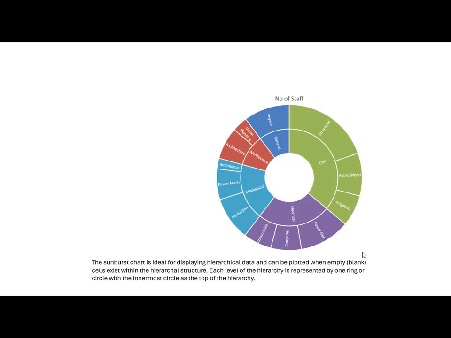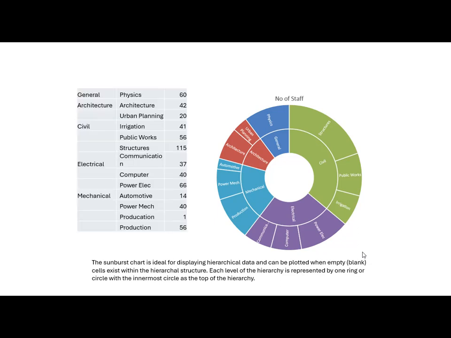We can use the same data I used for the histogram of the faculty members in the different departments in the different specializations, and this is where I get the hierarchy. Inside every specialization there are certain departments, and in each department there are a certain number of faculty members.